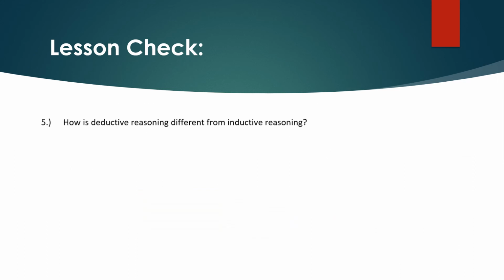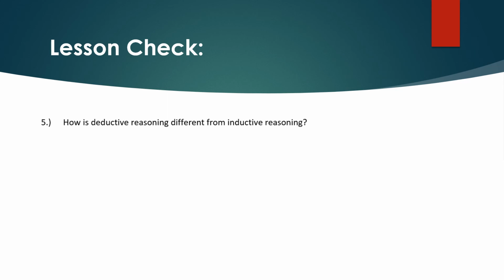And the last question on the lesson check, they're asking, how is deductive reasoning different from inductive reasoning? So they're both types of reasoning. They're both very helpful. Deductive reasoning is using given information. So they're telling you this is true, this is true, this is true, what can you conclude? And using preset laws, the law of detachment, the law of syllogism, we're drawing a conclusion based on given information.